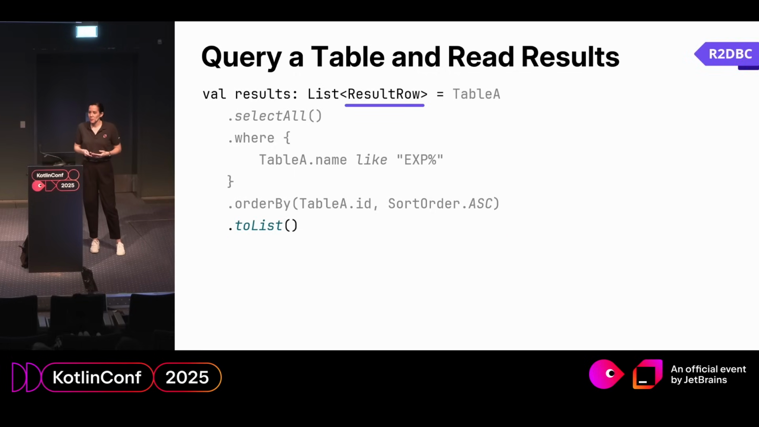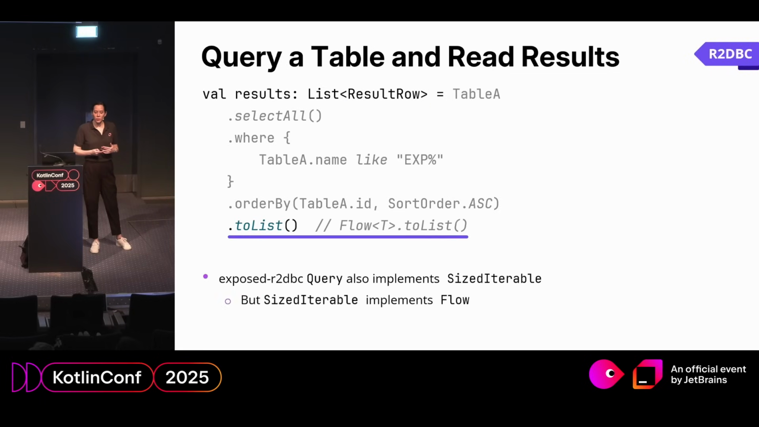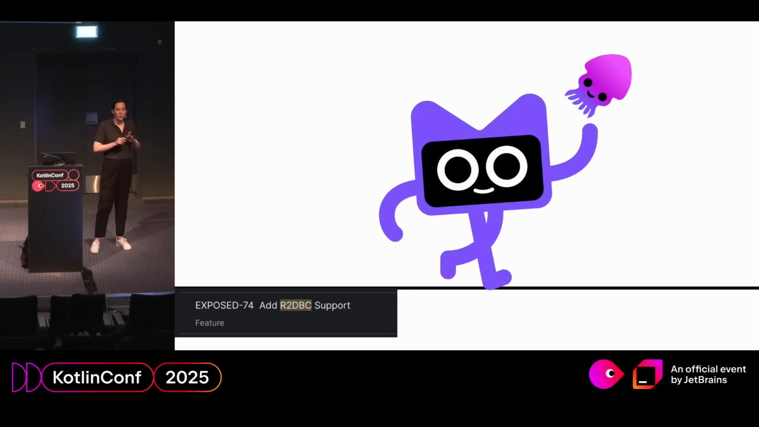Whereas with R2DBC, if we were to call toList, the same thing would happen. It would be sent to the database. We would get a list of ResultRow. But the R2DBC query implements a Flow. So now what you're getting is a flow of results that you can consume. And those are just the basic five-point differences between R2DBC and JDBC.